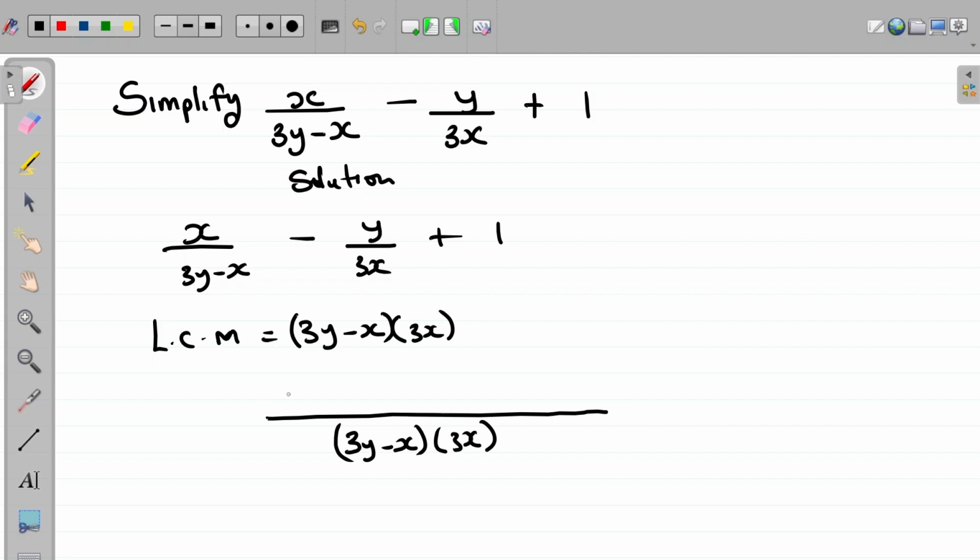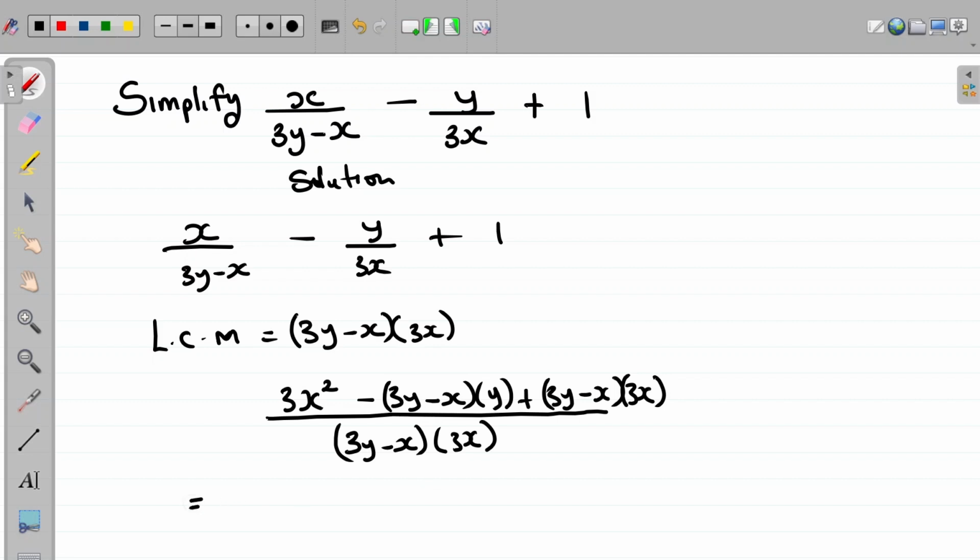3x times x is giving us 3x squared. Also, 3y minus x times 3x divided by 3x will be left with 3y minus x. 3y minus x times y is giving us 3y minus x times y. 3y minus x times 3x divided by 1 is 3y minus x times 3x, and times 1 is giving us 3y minus x multiplied by 3x.